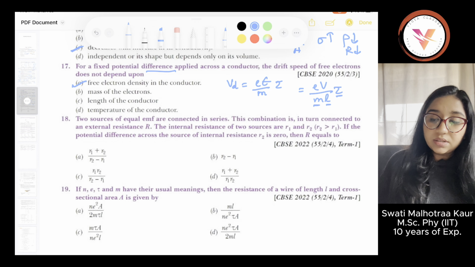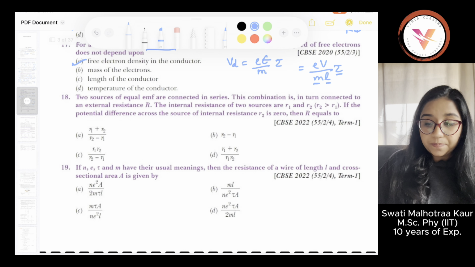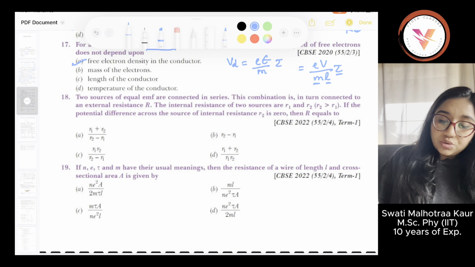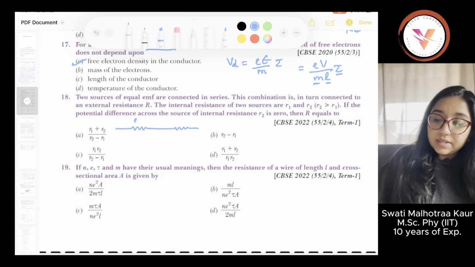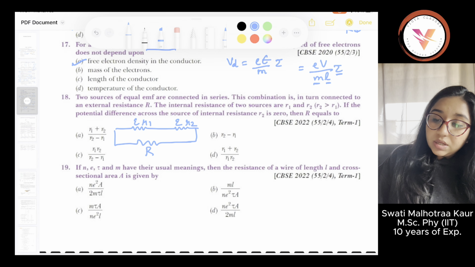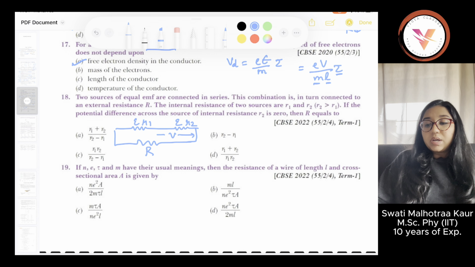Okay, now two sources of equal EMF are connected in series. The combination is in turn connected to an external resistance R. The internal resistances of the two sources are R1 and R2. If the potential difference across the source of internal resistance R2 is 0. Okay, so you have two equal EMFs E and E connected in series. The combination is then connected to an external resistance capital R. It has internal resistances of R1 and R2. If the potential difference across R2, this V, is 0, then R is equal to what?